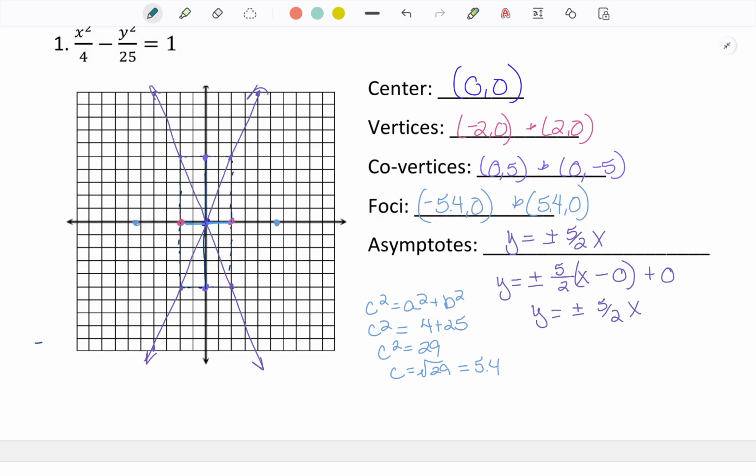So now we're going to draw in our hyperbolas. And so we're going to go from our vertices, and we will just curve out towards those asymptotes and use them as a guide. And there we go.